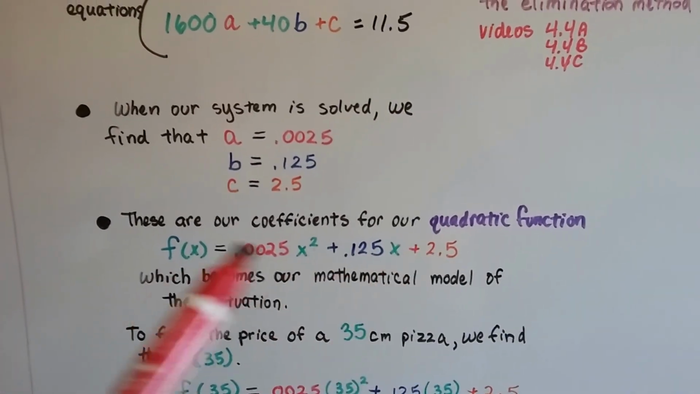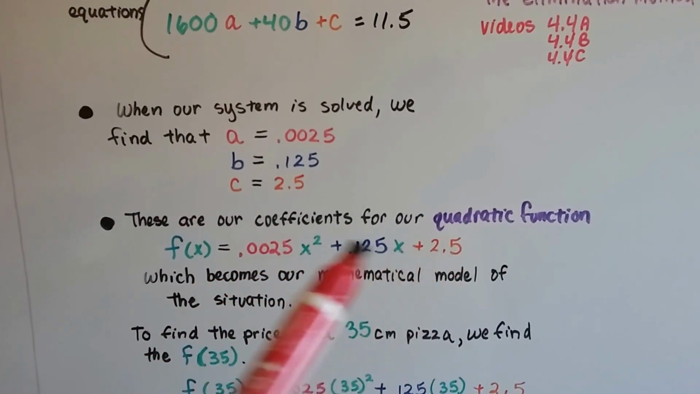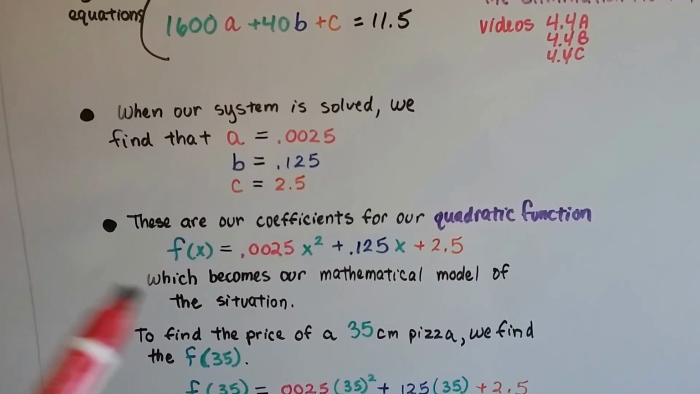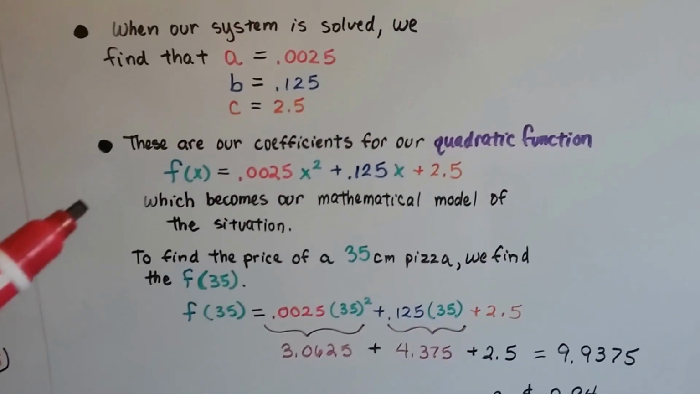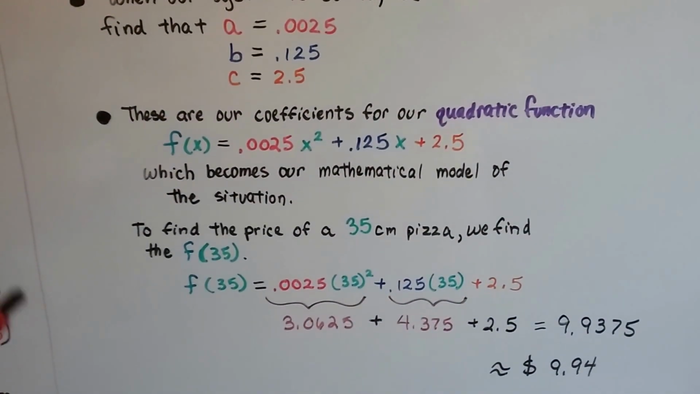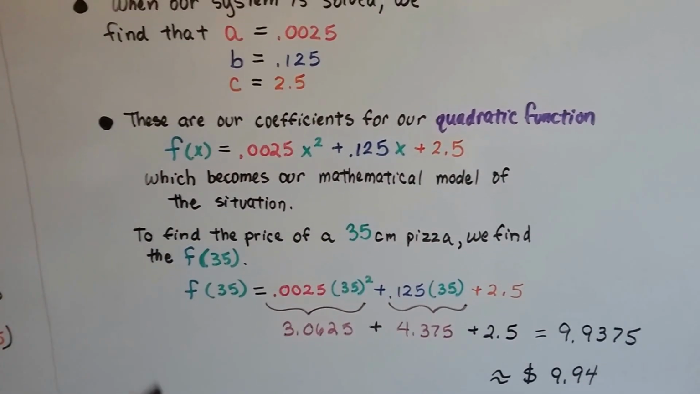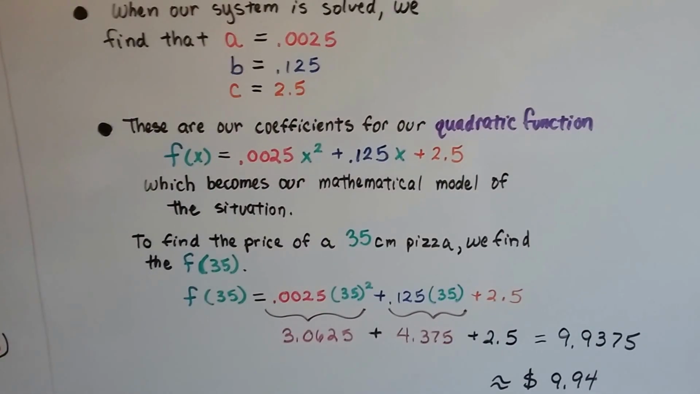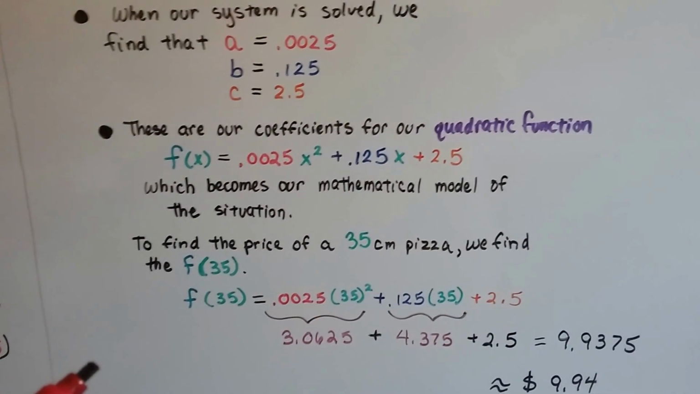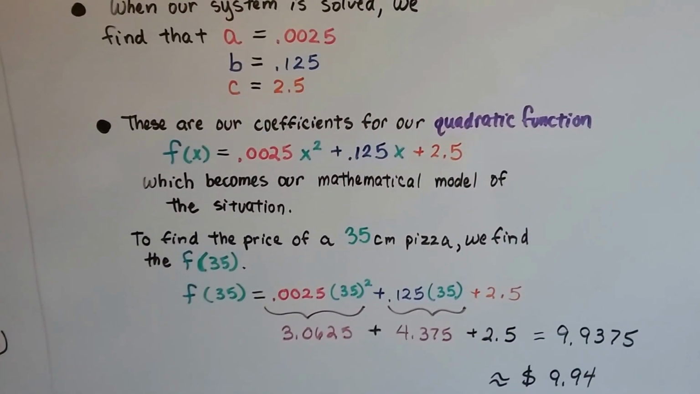So when we plug it in here and we substitute it in, we get this for our function. We just put our a, b, c values in. And this becomes our mathematical model for the situation. We could find out any centimeter pizza price. We could find out a 17 centimeter pizza. We could find a 32 centimeter pizza. All we have to do is set it as the function.